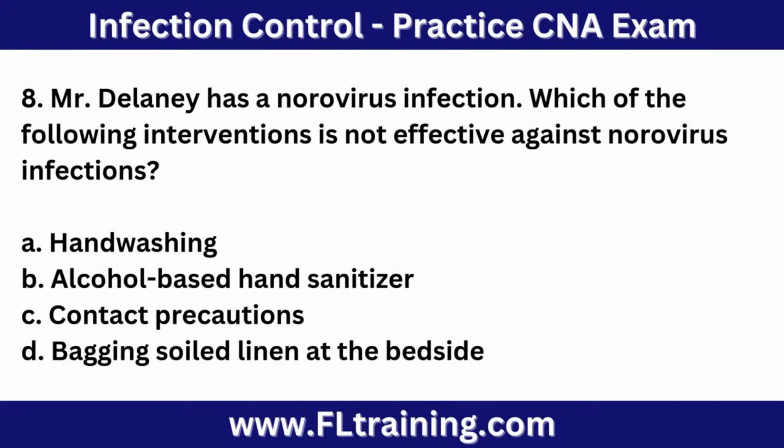All right, Mr. Daly has a norovirus infection. Which of the following interventions is not effective against norovirus infections? A, hand washing. B, alcohol-based hand sanitizer. C, contact precautions. D, bagging soiled linen at the bedside. Drop your answers in the chat. Let me know what you think it is. If you are just now joining, we are going over infection control for the practice exam for CNAs.